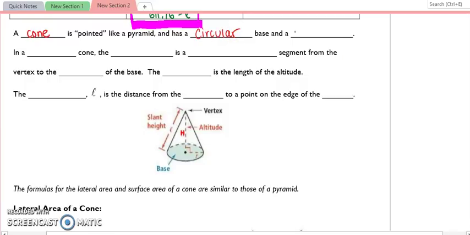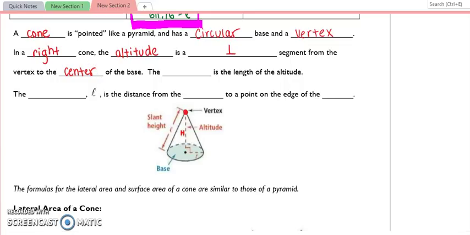Okay. And it'll still have a vertex where it meets right here at a point at the top. So in a right cone, which is the type that we are going to go ahead and look at, the altitude, also known as the height, is going to be the perpendicular segment that goes from the vertex to the center of the base, or the center of the circle. So again, we're going to represent that with this capital H. So that blue line is going to be the height.